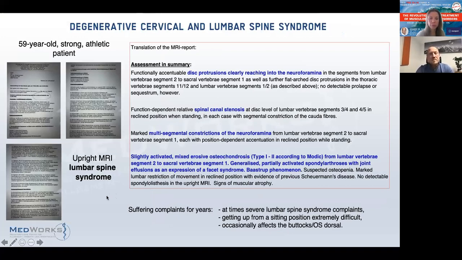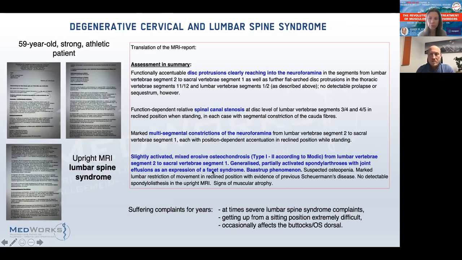A completely different indication is the patient with cervical and lumbar spine syndrome. That has a lot of diagnoses as well in his cervical and his lumbar spine. I show you the MRI reports. The blue parts are so that you see easily what he is suffering from. So the spinal canal stenosis, constriction of neuroforamina, and osteochondrosis, of course, very, very bad spondyloarthrosis.